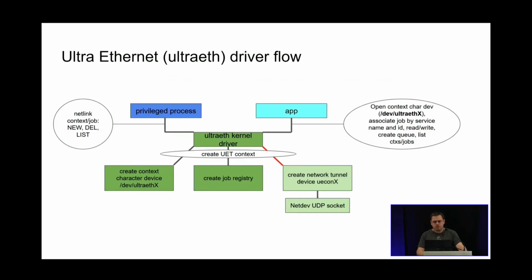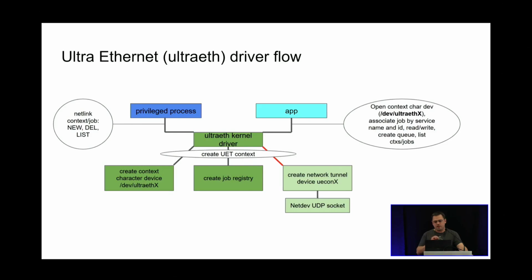So I'm going to show a very simple flow of what we are looking at today. What's the application workflow? We should have a privileged process that creates a UET context. That is the root object that has all of the information for, say, that communication domain in that host. It manages all the resources, and it's responsible for freeing and destroying everything once it's deleted.